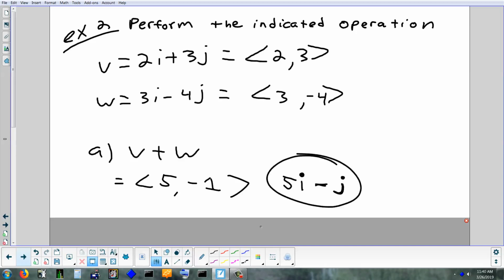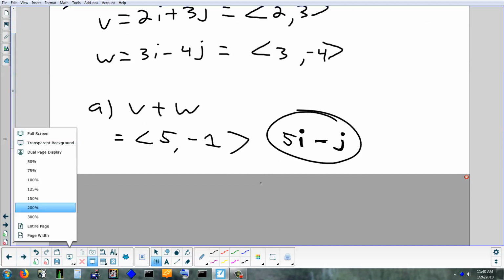And again, some people that weren't here, you might be wondering, why is he tracing over his i's and j's and making them darker? That's because these are supposed to look bold. It's one of two ways to make a letter not look like a variable. Okay, so that's adding them.